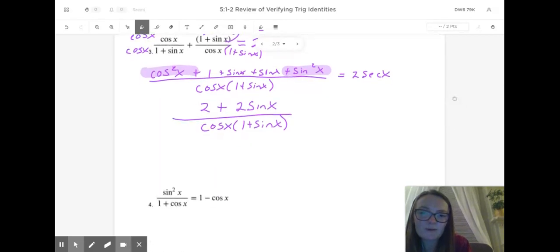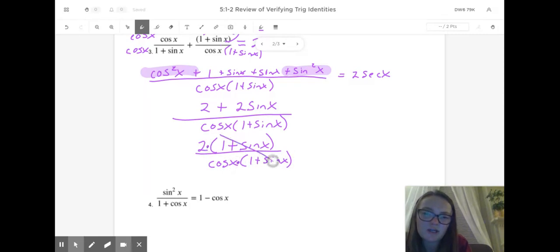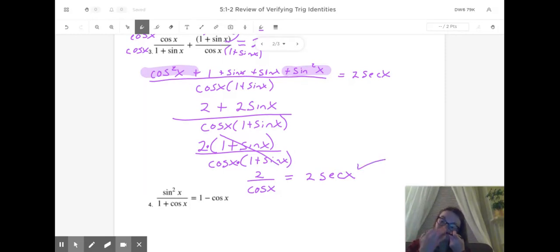Hopefully that's not controversial of me to say. All right, so what I'm going to do here is factor a 2 out. I see a 2 in the numerator. So I'm going to say 2 times 1 plus sine x all over cosine x times 1 plus sine x. Well, since these are both separated by multiplication, I am allowed to cancel. And so what I get is 2 over cosine of x. And the question is, does it equal 2 secant x? Well, 1 over cosine x is secant x, and so this right here is verified.